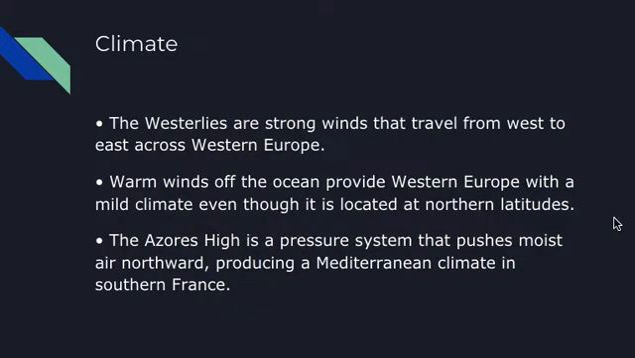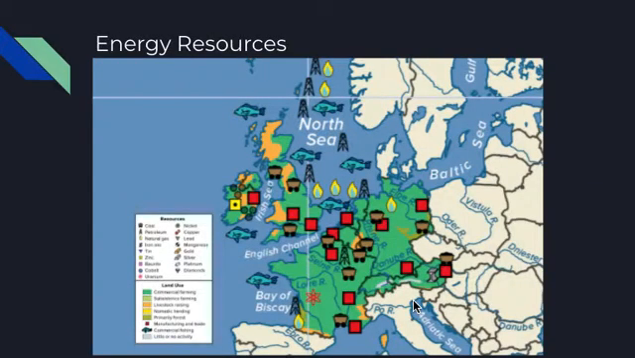The westerlies are strong winds that travel from west to east across Western Europe. Warm winds off the ocean provide Western Europe with a mild climate, even though it's located at northern latitudes. And the Azores High is a pressure system that pushes moist air northward, producing a Mediterranean climate in southern France. Basically, two climates. The reason why they're a little bit warmer than other parts of the world is because of that influence of the warm air coming in from the ocean and the warm water that's coming from the currents in the ocean.